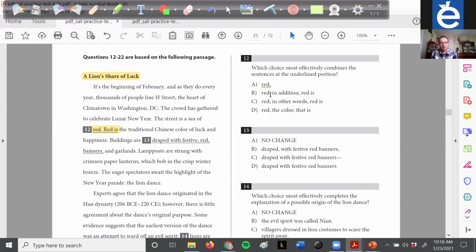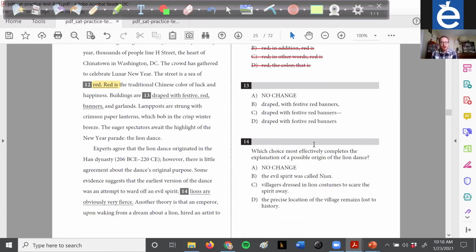Red semicolon, in addition, red is, no, you see in B and C, we're still repeating the word red more than we need to. Red, comma, the color, semicolon, that is the traditional Chinese. No, we know you're talking about red, the color. What else would you be talking about? Red, the Taylor Swift album, I suppose. But that's not something that the street is going to be a sea of. All right, that one was easy.